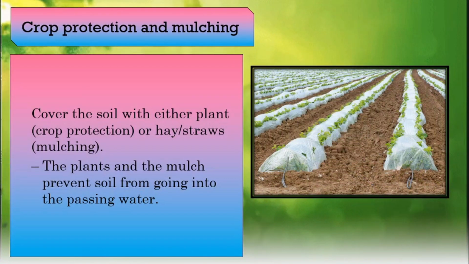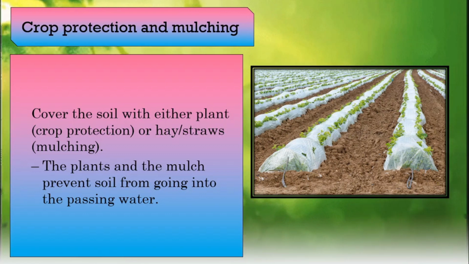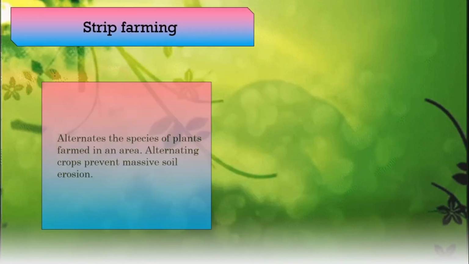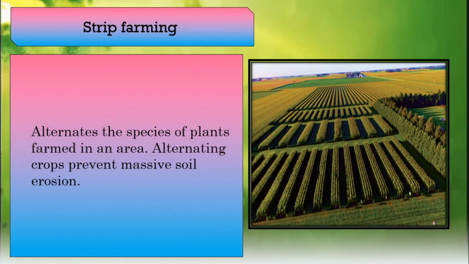Next, crop protection and mulching. Cover the soil with either plant or crop protection or hay or straws, also called mulching. The plants and the mulch prevent soil from going into the passing water. Strip farming. Alternate the species of plants farmed in an area. Alternating crops prevent massive soil erosion.